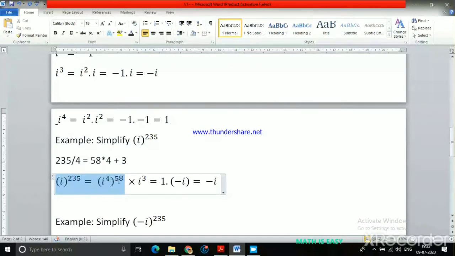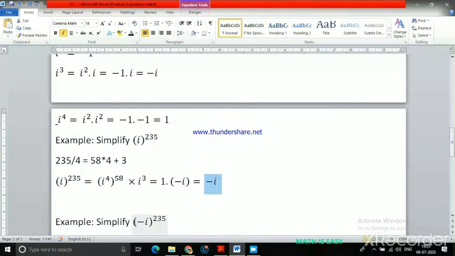So 4 into 58 is 232, and i cube is the remainder which is left out. Now here I can substitute i to the power 4 as 1. 1 to the power 58 is going to be again 1, so I wrote 1 here. And the i cube value is minus i, so 1 into minus i is going to be minus i.